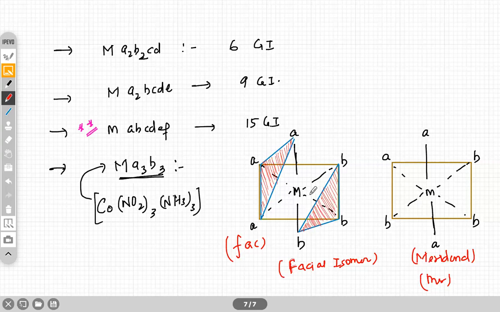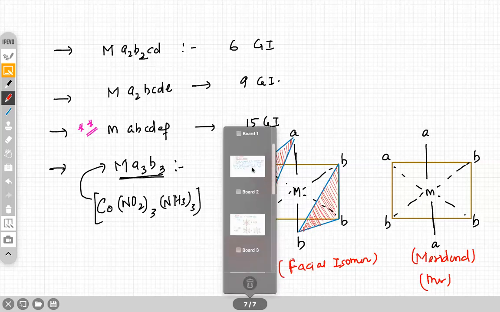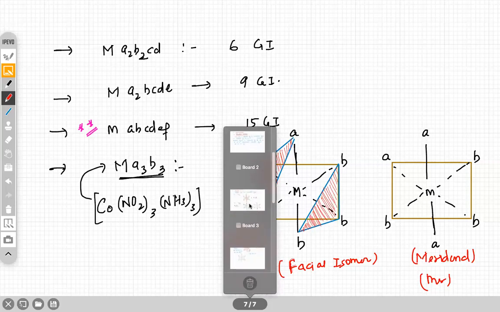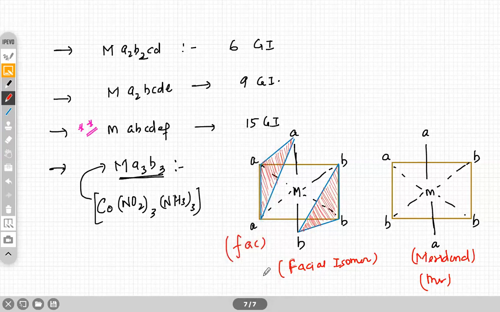Sir, how do we write cis or trans for the others before this? For which one? For any of the others, like A3, B2, C or something. I'll tell you. I'll go to the beginning. Cis and trans, we just see the identical ligand and their position. I'll explain you one or two examples.